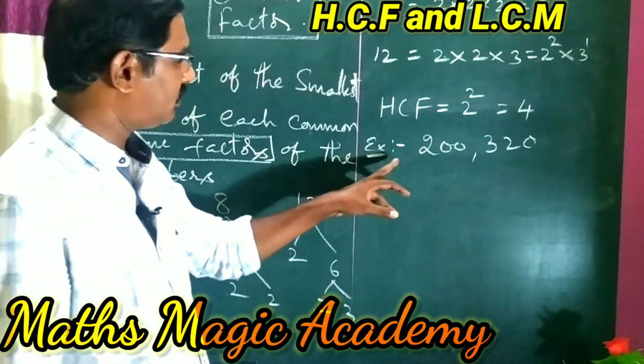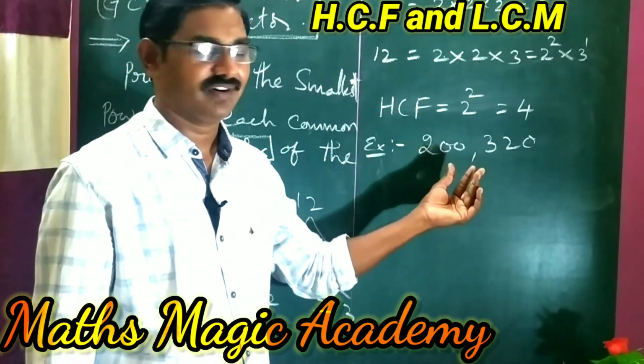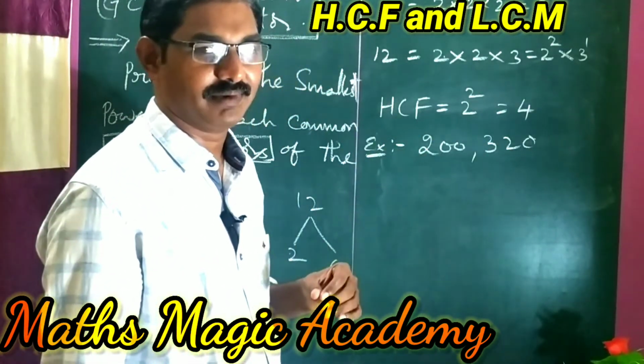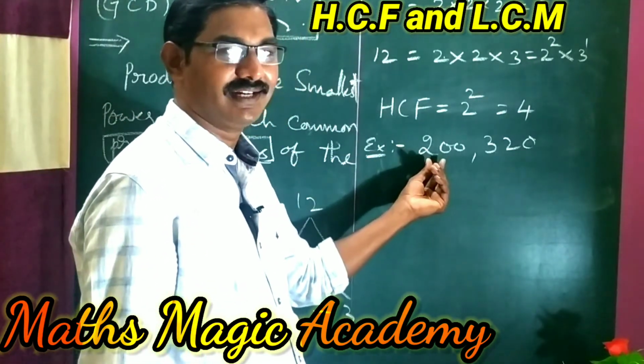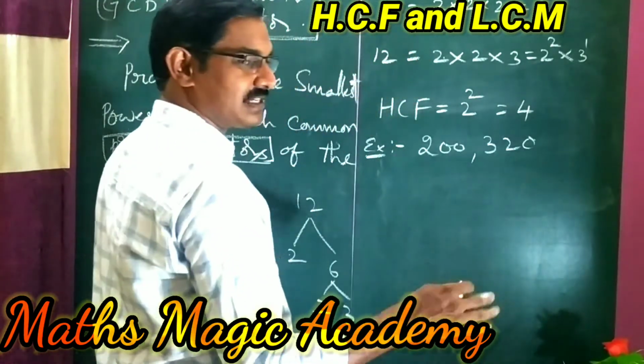Here is one more example, 200 and 320. Find the HCF of 200 and 320 by using the prime factorization method. How to find it? First you have to write 200 as prime factors. So go for the tree method or short division method.